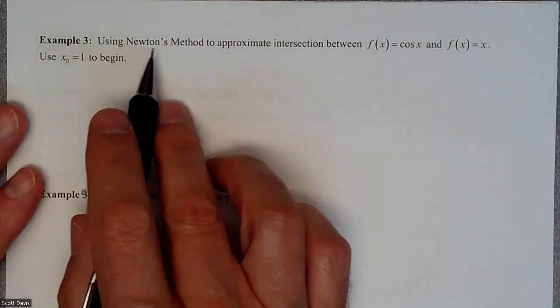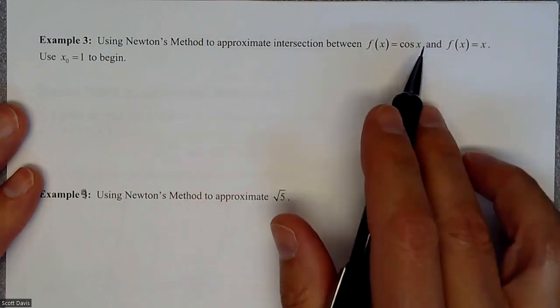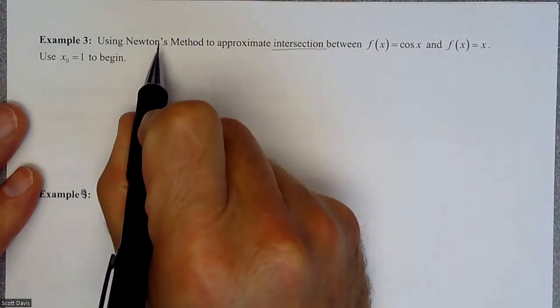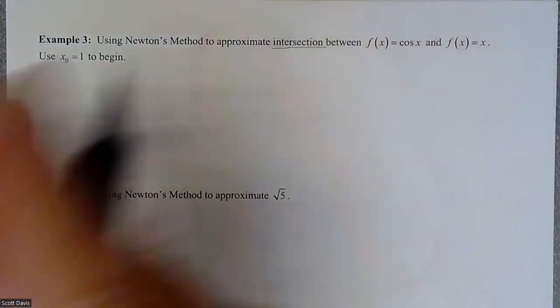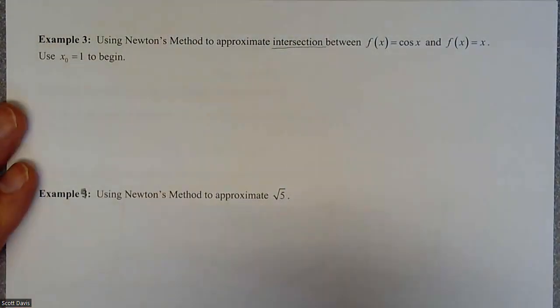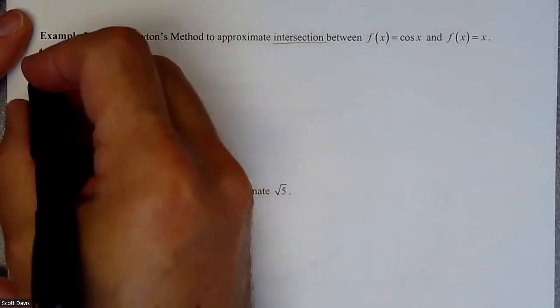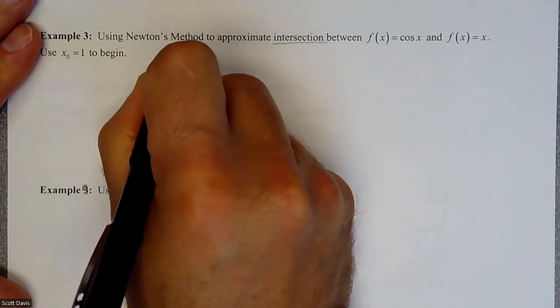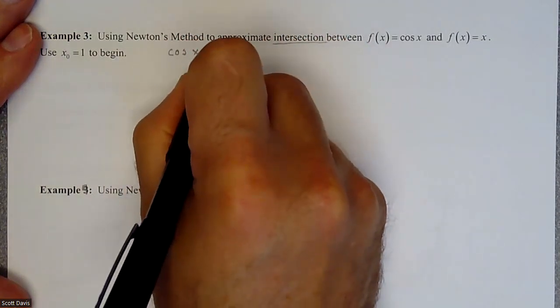In this example, we're going to use Newton's method to try to find an intersection between these two graphs. Typically, Newton's method finds us an x-intercept. So we're going to take these two equations, mix them together, and figure out how we can turn it into something we can use with Newton's method. The original thing is that we are looking to see when cosine of x equals x.